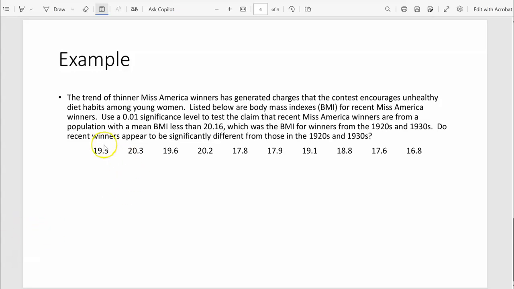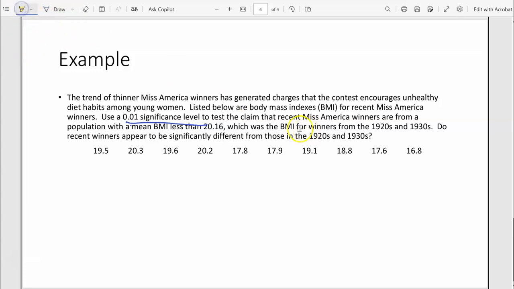And let's look at one more. With this one, we've got a data set. That means we're going to have to type it into Excel, save it as a CSV file, and then upload it into SALT. So let's pull out the information before we go about doing that. We're using a 0.01 significance level to test the claim that recent Miss America winners are from the population where the mean BMI is less than 20.16.